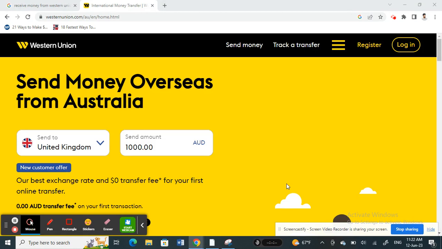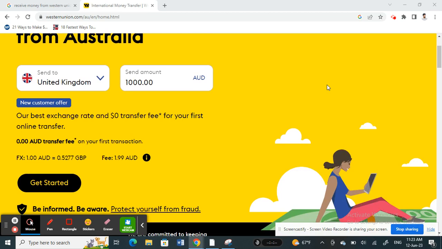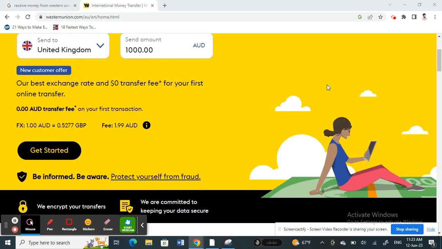So if someone has sent you money through Western Union, there are two ways you can receive it. One is you can receive it by cash. You can collect the cash that has been sent to you through Western Union. The other one is direct deposit. It will be straight away deposited to your bank account. So these two are the ways you can receive cash.